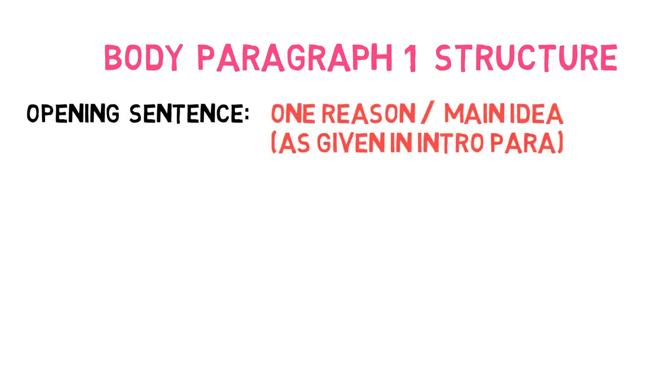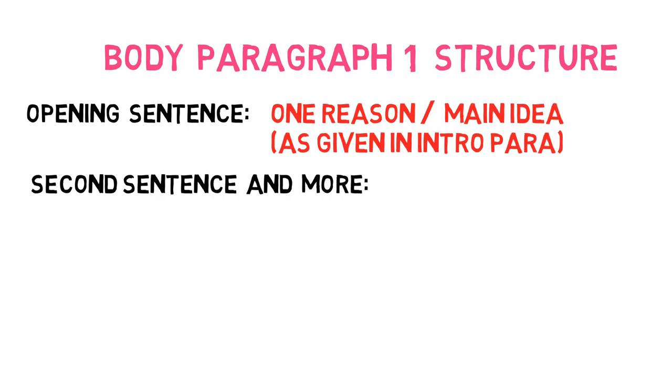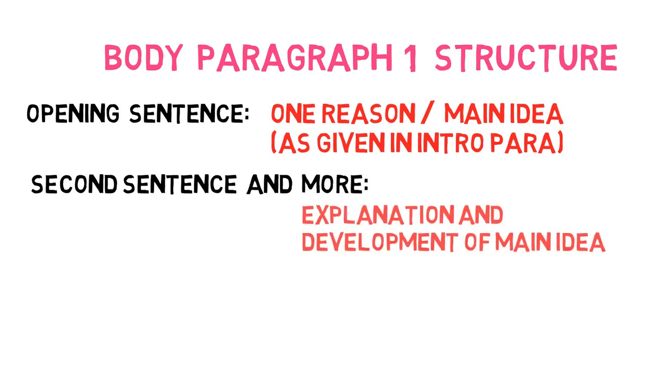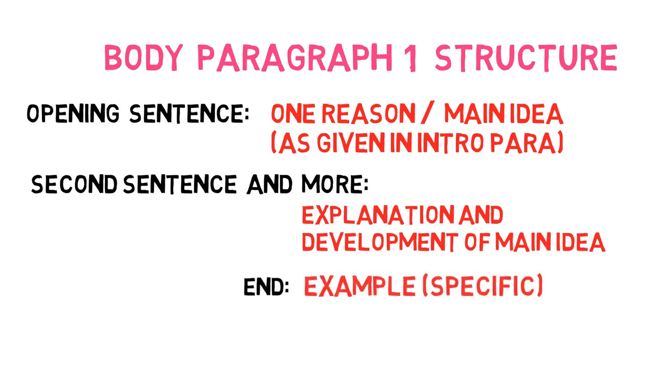Let's start with body paragraph 1. It should also have a proper structure, and we should write according to the structure over here. The opening sentence has to be one reason or one main idea as given in the introduction. We will get to why we need only one reason. The second sentence and the sentences after that should be explanation and development of the main idea. Your first body paragraph should end with an example which should be specific.